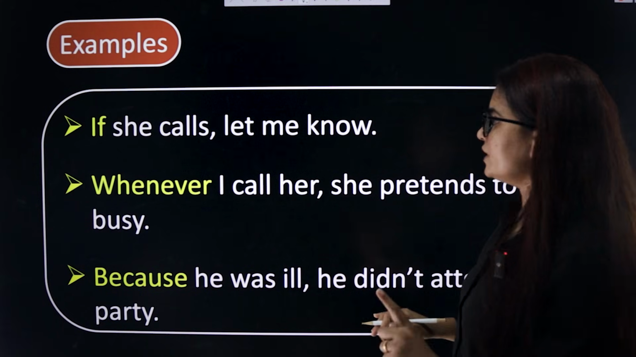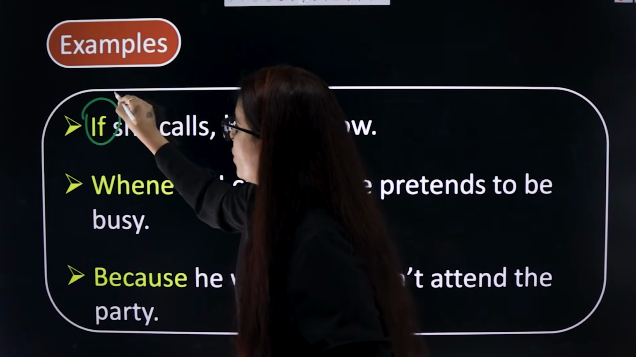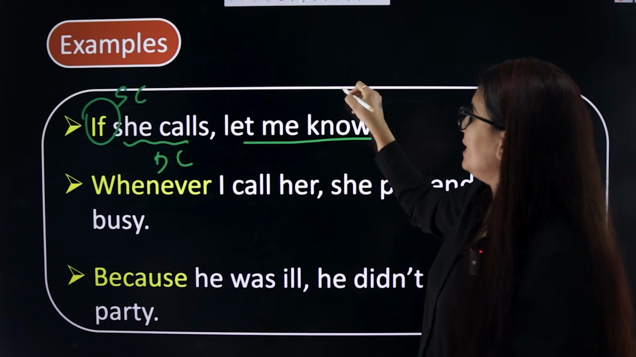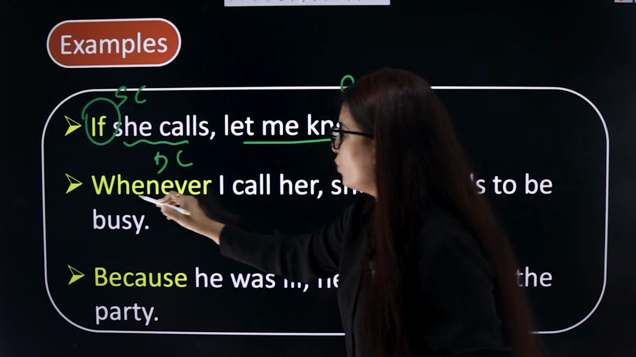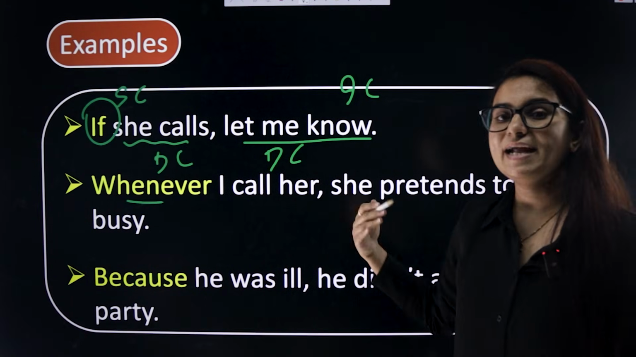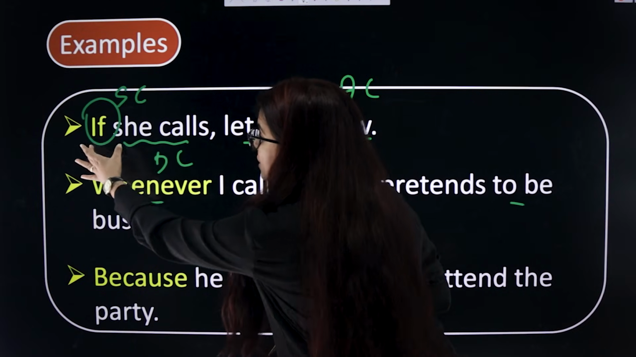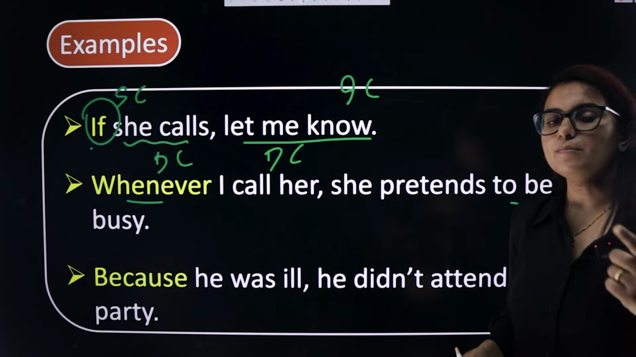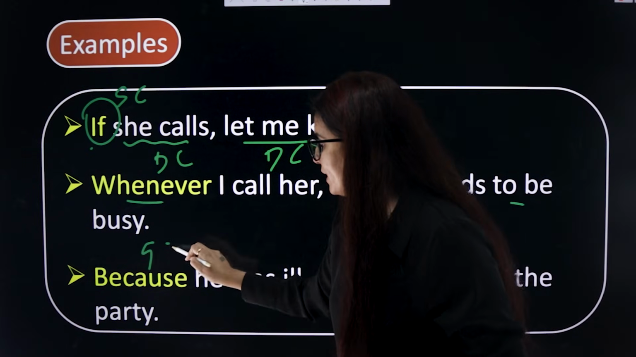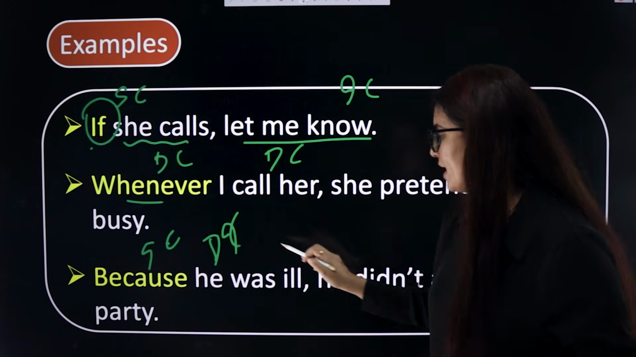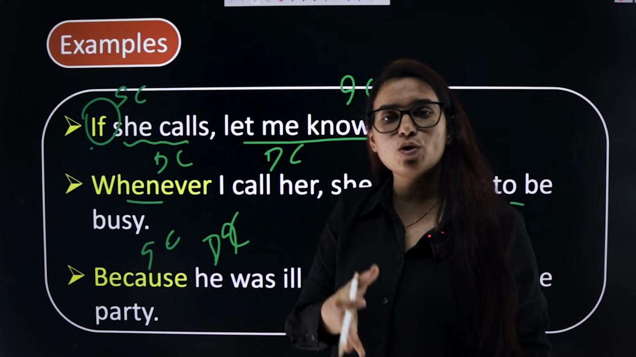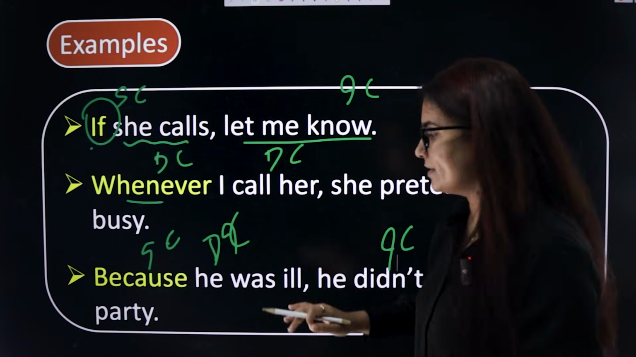The first one, if she calls, let me know. Subordinating conjunction. This is a dependent clause. This is an independent clause. Clear? Whenever I call her, dependent clause, she pretends to be busy. Independent clause. Wherever these words are added, that part of the sentence becomes a dependent clause. Because he was ill, he did not attend the party. Subordinating conjunction, dependent clause, and independent clause. Is that clear? Take your time, pause the video, go back to it again. Understand it slowly and gradually.